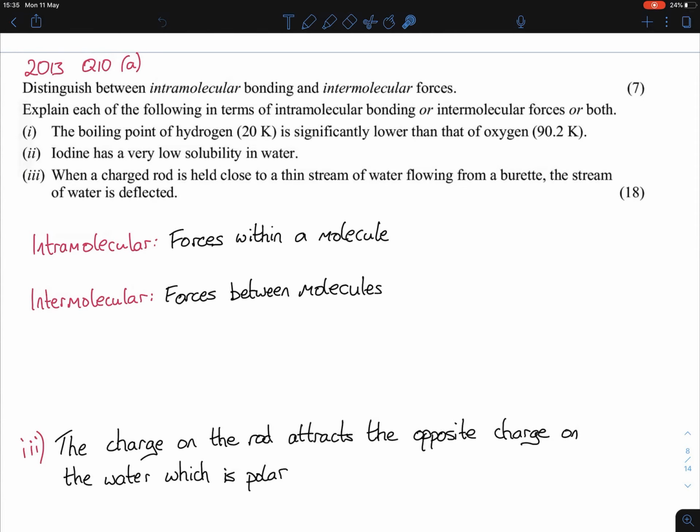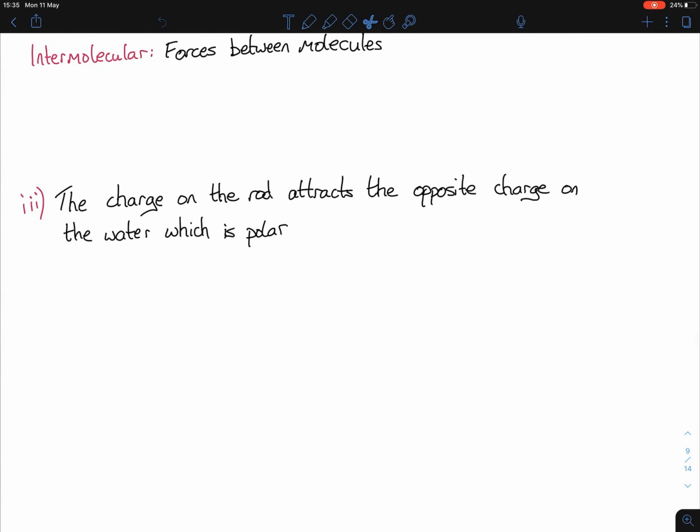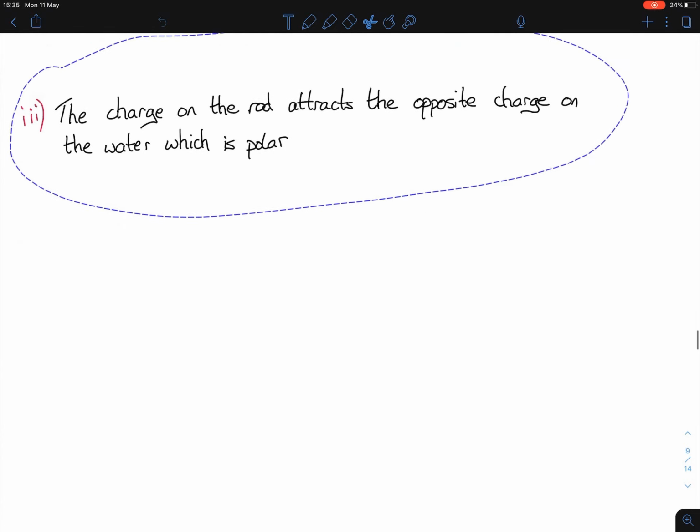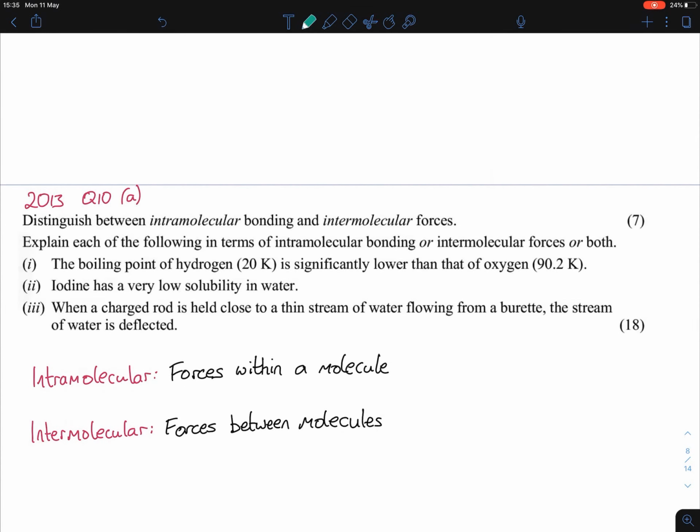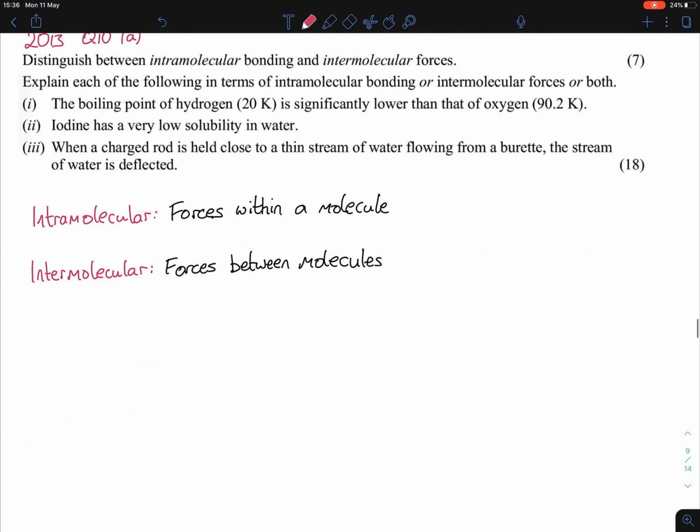And you can see I have part 3 answered already, so I'm just going to move that down, and I'll get to that in a moment. So let's get on to part I. I says the boiling point of hydrogen, which is 20 Kelvin, is significantly lower than that of oxygen, which is 90.2 Kelvin. And you're to explain in terms of intramolecular bonding or intermolecular forces or both why this is the case. So why is hydrogen significantly lower than that of oxygen?